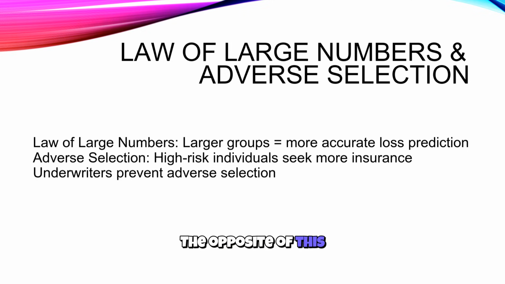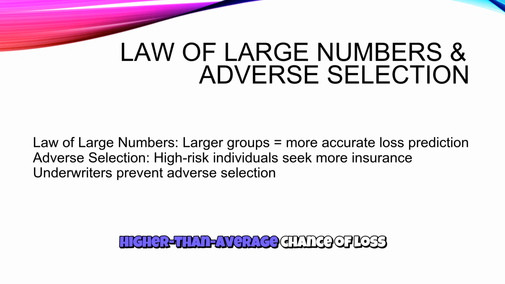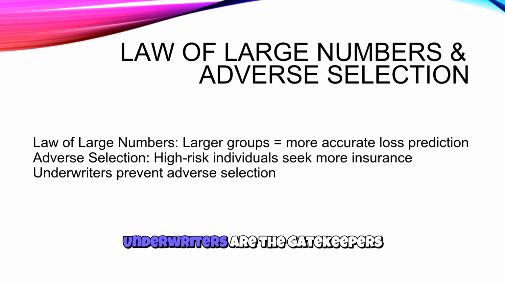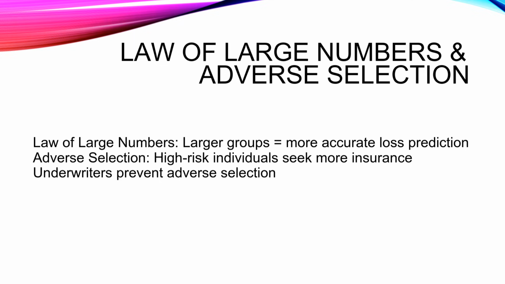The opposite of this is adverse selection. This is the tendency for people with a higher than average chance of loss to seek out insurance more than others. For example, someone who learns they live on a fault line might rush to buy earthquake insurance. Underwriters are the gatekeepers who work to prevent adverse selection by evaluating risks.